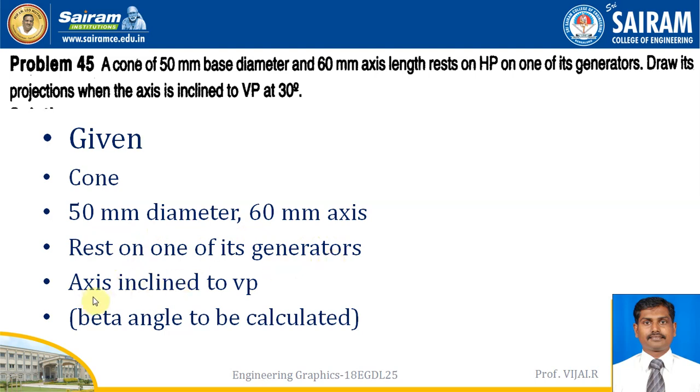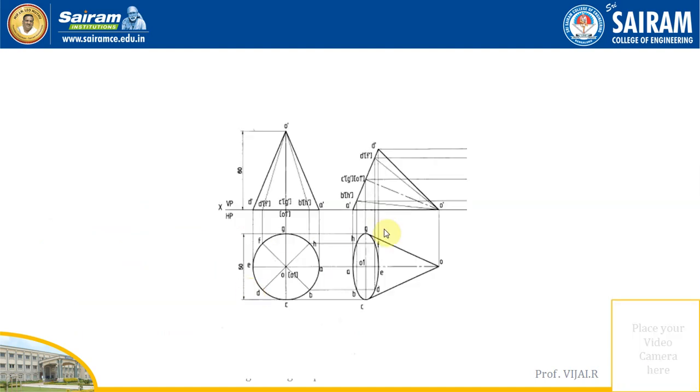Let me see. Axis is inclined to VP. Okay. Now, these are all called generators. In the pyramid we have slant edges, so we can see lines from the top. But in a cone, from the top, you can see only a circle and an apex.